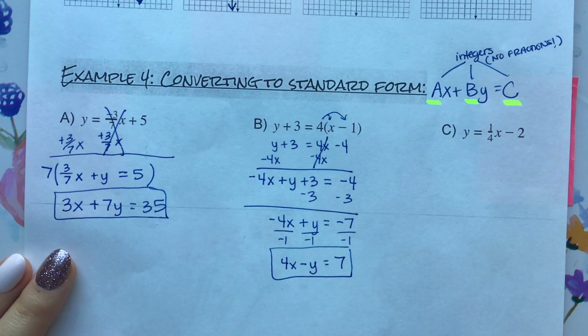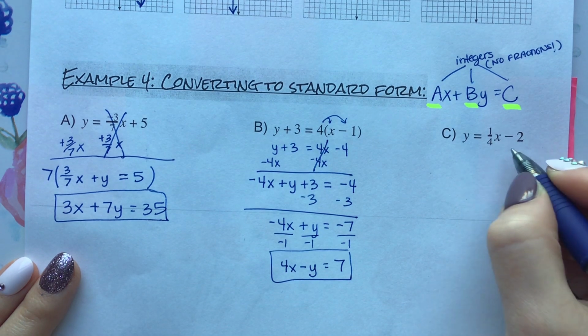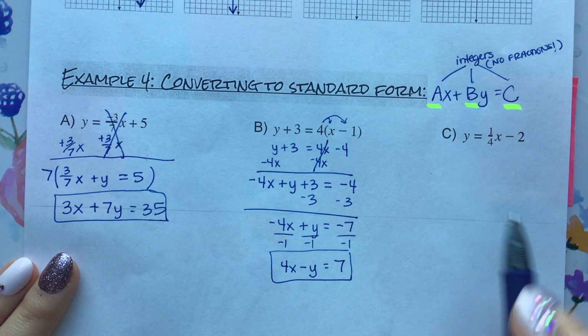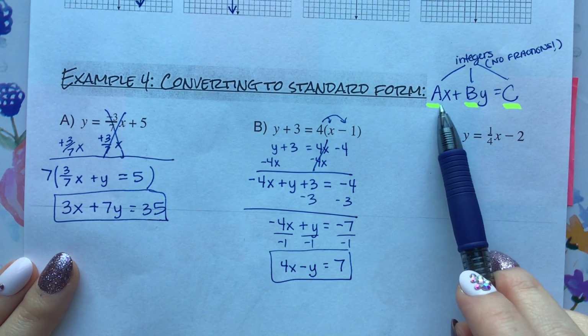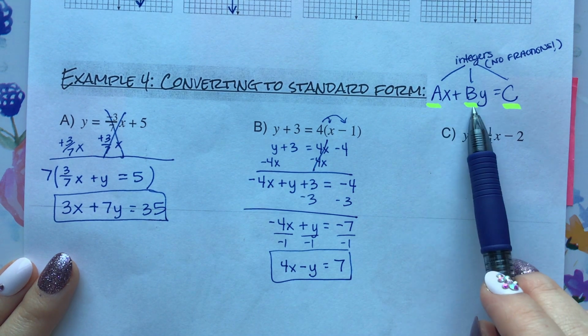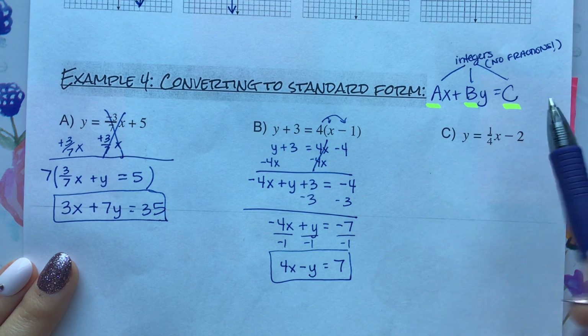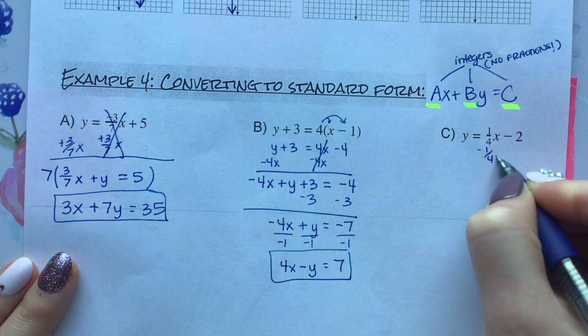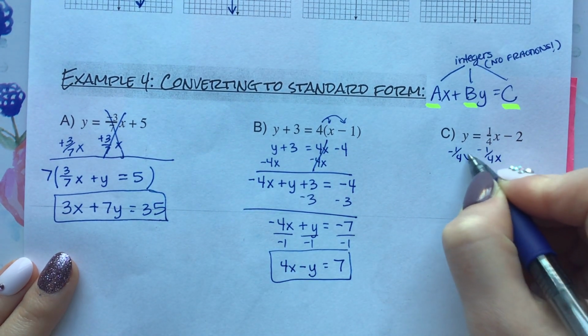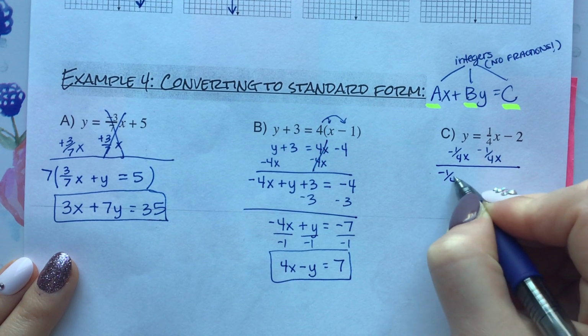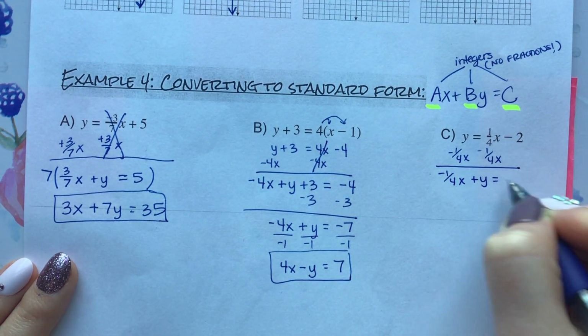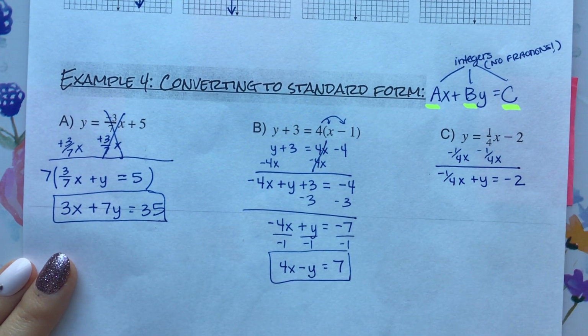One more and then we are done. So I'm going to get my x's on the left-hand side because I want the x's first and then the y equals a number. That is my form right here. So I'm going to subtract 1/4 x from the right and from the left. That gets me negative 1/4 x plus y is equal to negative 2.